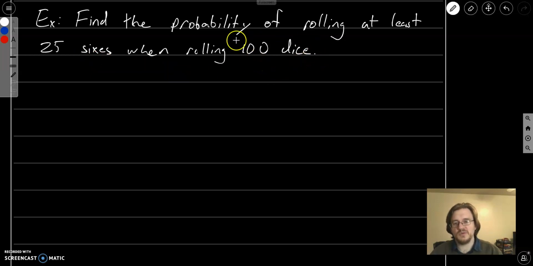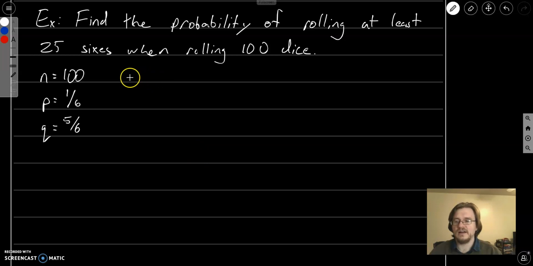So again, when we're rolling 100 dice, each time we roll a die, we have a chance of succeeding in rolling a 6 or failing in rolling a 6. So this will be a binomial distribution. The probability of rolling a 6 will be 1 out of 6. There are 6 sides to a die. The probability of not rolling a 6 would be 5 out of 6, rolling any one of the other 5 sides.